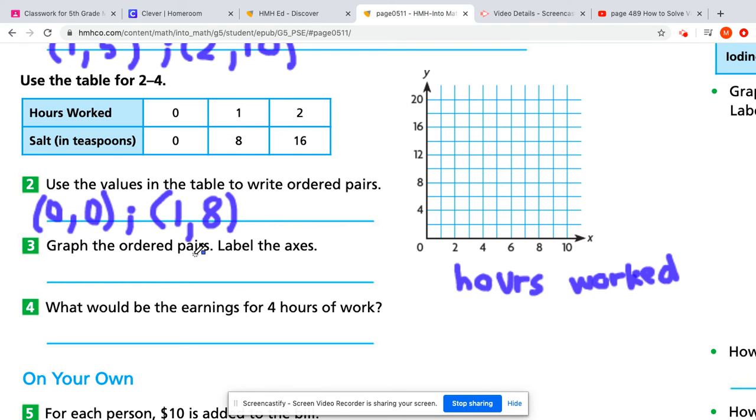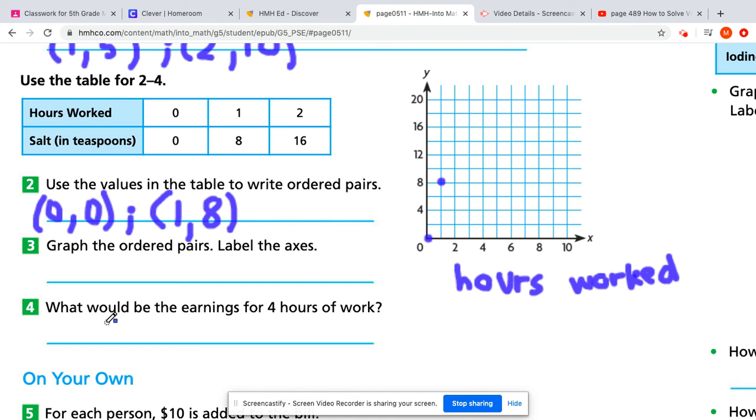And then it wants you to graph the ordered pairs. So remember to start with that 0. So the first point is 0, 0. And then I would go to 1 and then go up 8. I wouldn't do 1 this way and then go up 8 this way, only because we already said that this is my x and that this is my y. And also, if you think about it, if I wanted to label these, it makes sense that I would put my hours worked over here because I can easily see 1, 2, 3, 4, 5, 6, 7, 8, 9, 10. Whereas here, I would have to try really hard to guess where my 1, 2, 3, and 4 are. Whereas it's easier to just mark my salt and teaspoons over here.